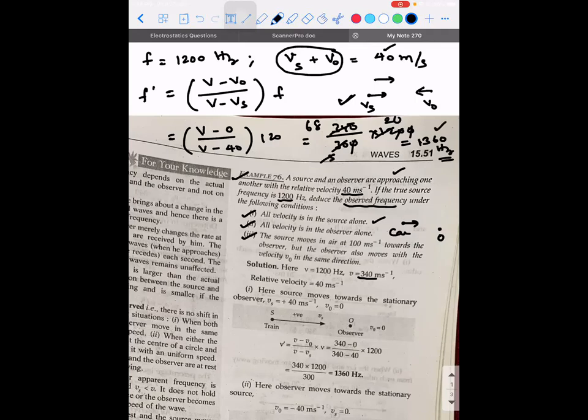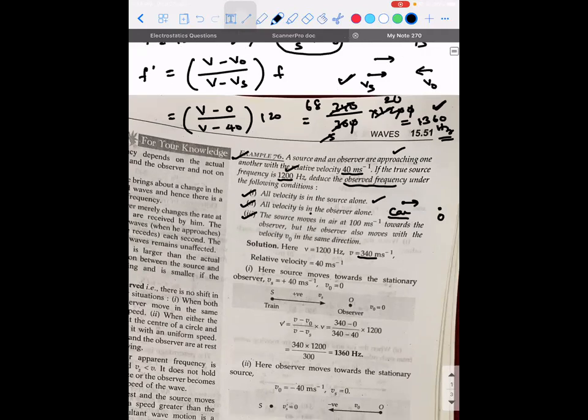Though the original frequency generated by the car is only 1200, since it is approaching towards the observer, its frequency is appearing as more. It is because of the relative velocity. Now you people do what will happen if all the velocity is by the observer alone. Do it fast.